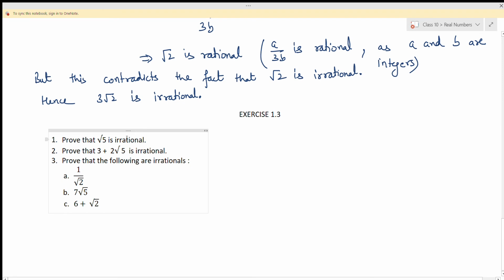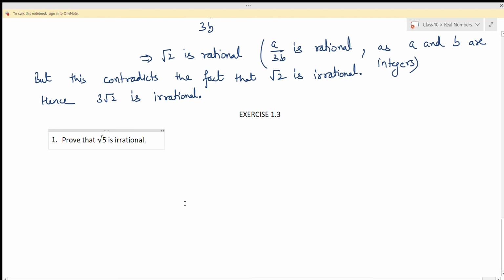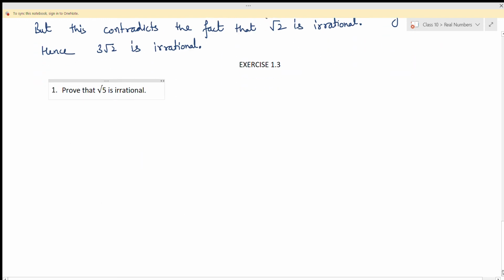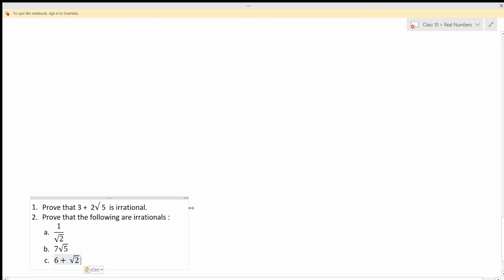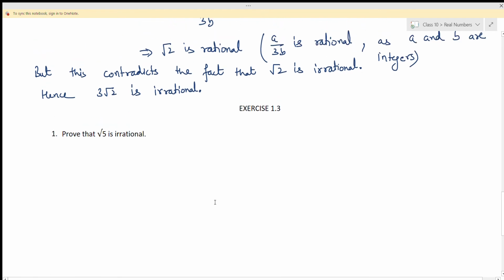Now we will be doing these questions also, which are there in exercise 1.3. So let's start with the first question. So first question says that we need to prove again that root 2 is irrational. So let me take this part, I'll copy it below. First we'll do this question. So let us start with the proper step once again.